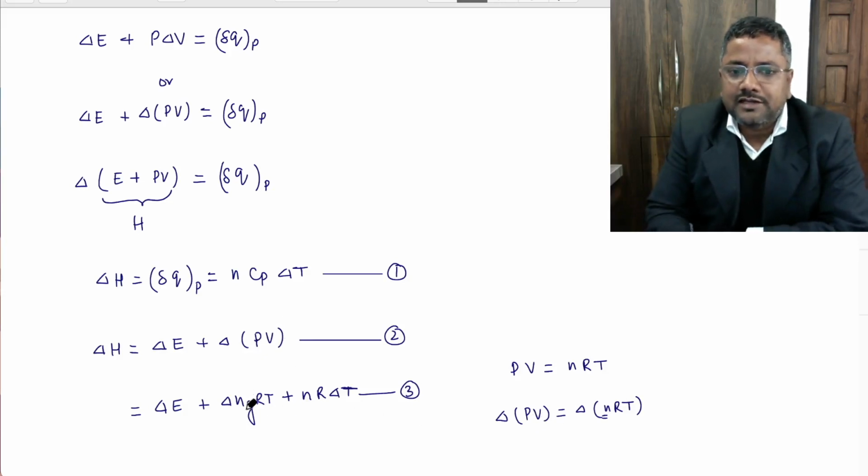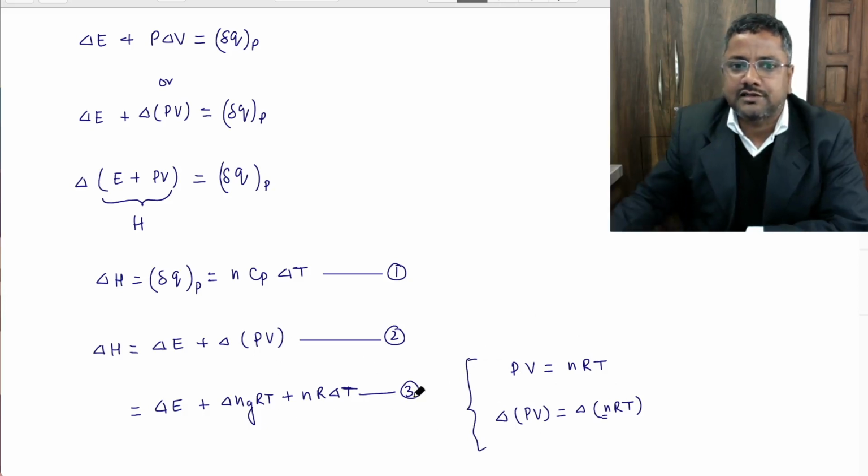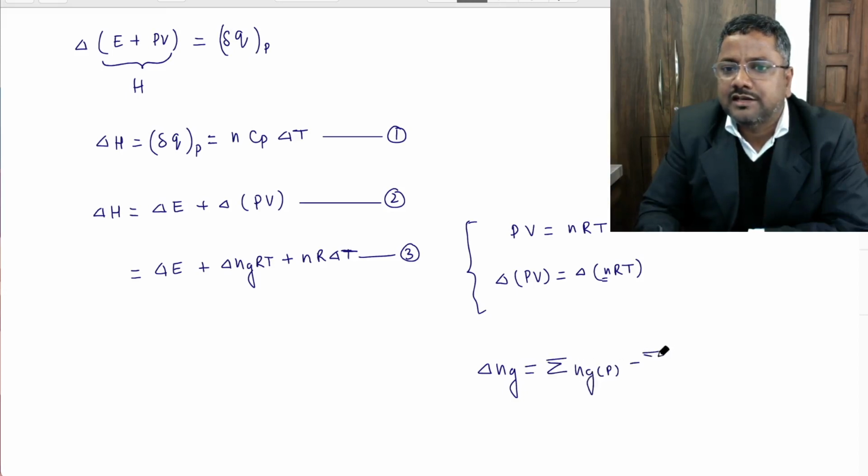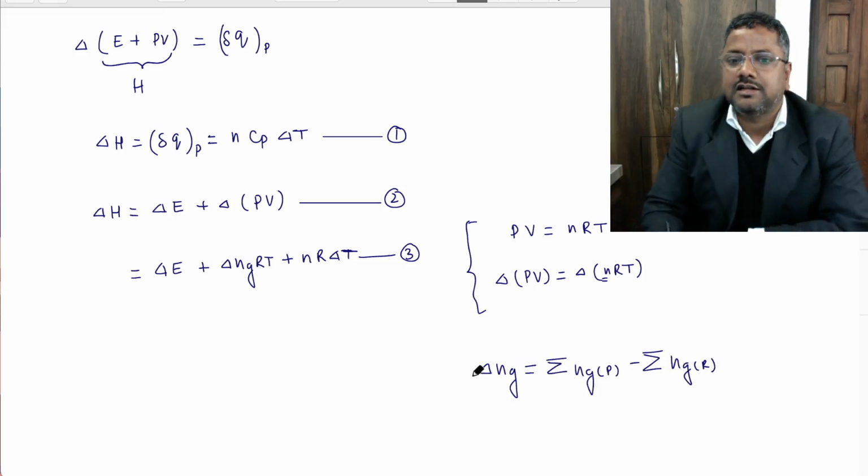Why have I written delta Ng here? Because in this equation only gaseous moles will come, not for liquid or solid. And what is delta Ng? How to evaluate delta Ng? So delta Ng is the sigma of gaseous products in any chemical reaction minus sigma of gaseous reactants, right?